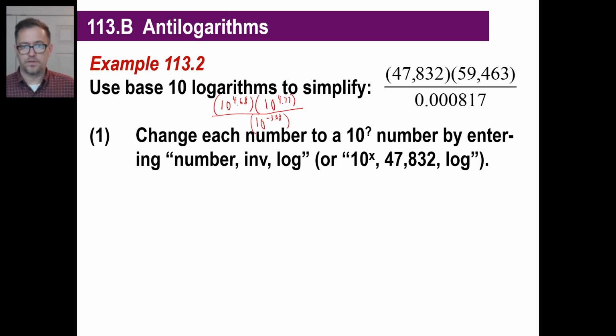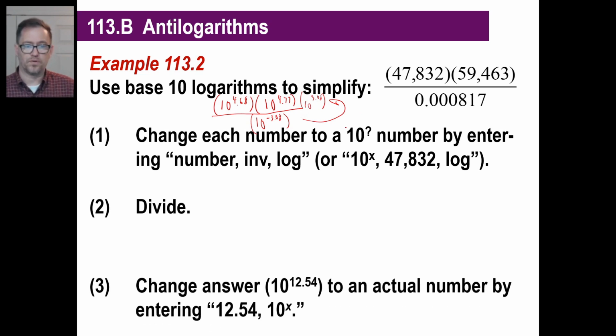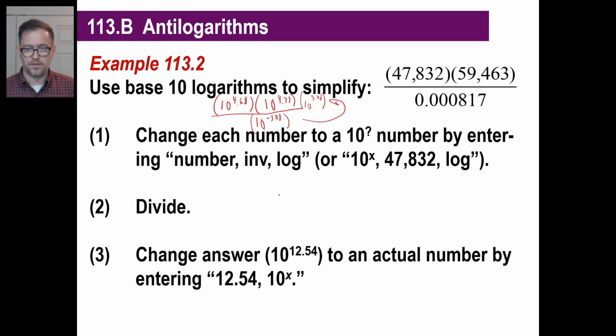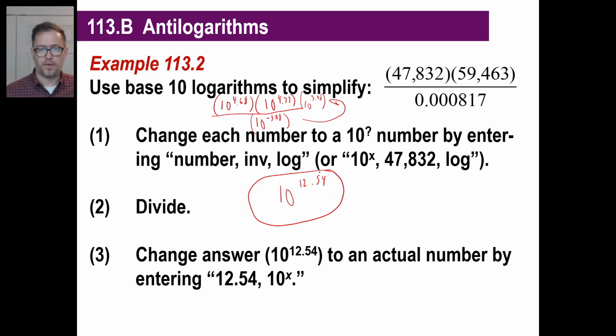Okay, and we know how to do this now, right? This goes up here and becomes 10 to the positive 3.08. Then we add all those together and get an approximate number. We'll divide that and then change it. This is our answer. We'll call it 12.54. Close enough, all right? That's our power. 10 to the 12.54 power.